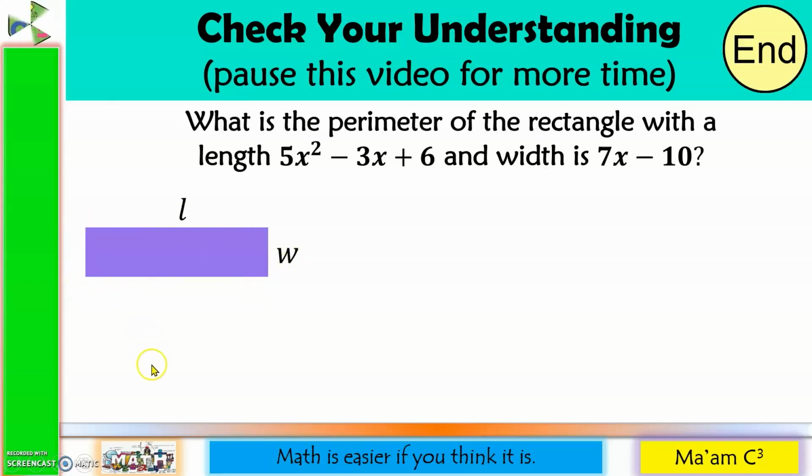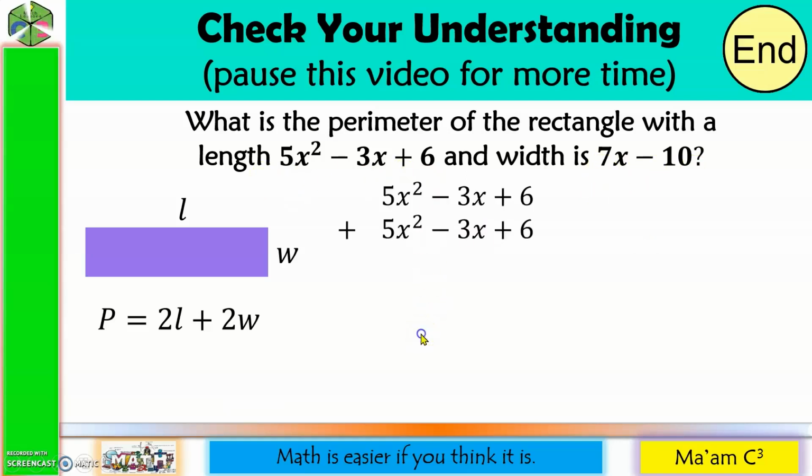So the formula is perimeter is equal to 2L plus 2W. So this means we need twice of the length and twice of the width. Let's start with the length, twice of it. So 5 plus 5 is 10, so we have 10x squared. Negative 3 plus negative 3 is negative 6, so negative 6x. 6 plus 6 is equal to 12.